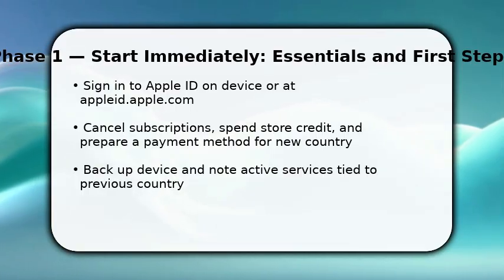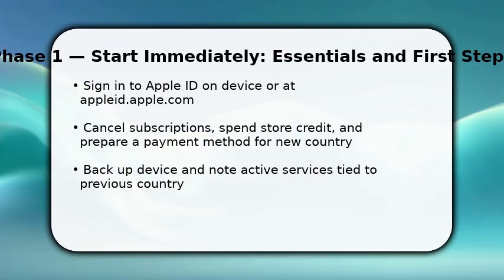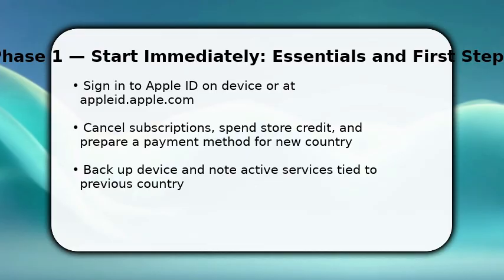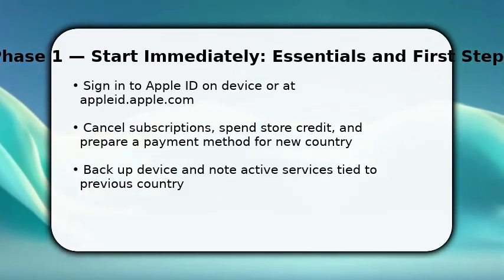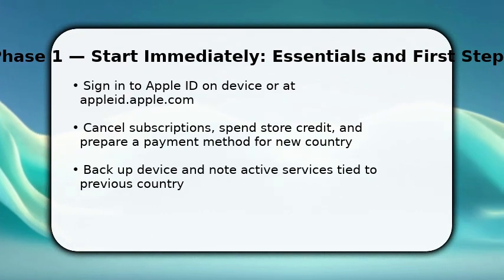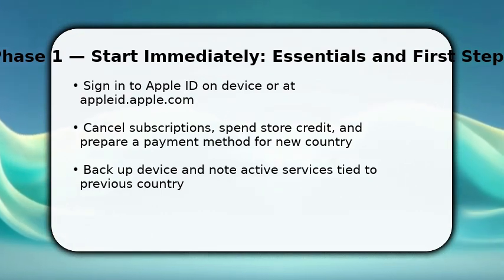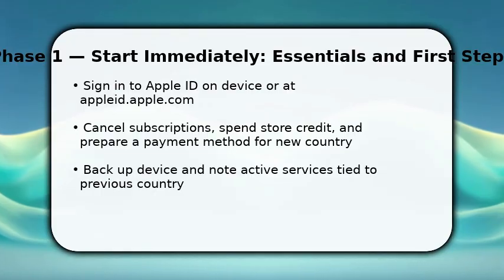Choose View Account, Authenticate, and select Country/Region. Tap Change Country or Region and pick the destination. You must supply a payment method and billing address valid for that country. This is why preparation matters. Pause to double-check addresses and any business accounts that might need separate handling before continuing.